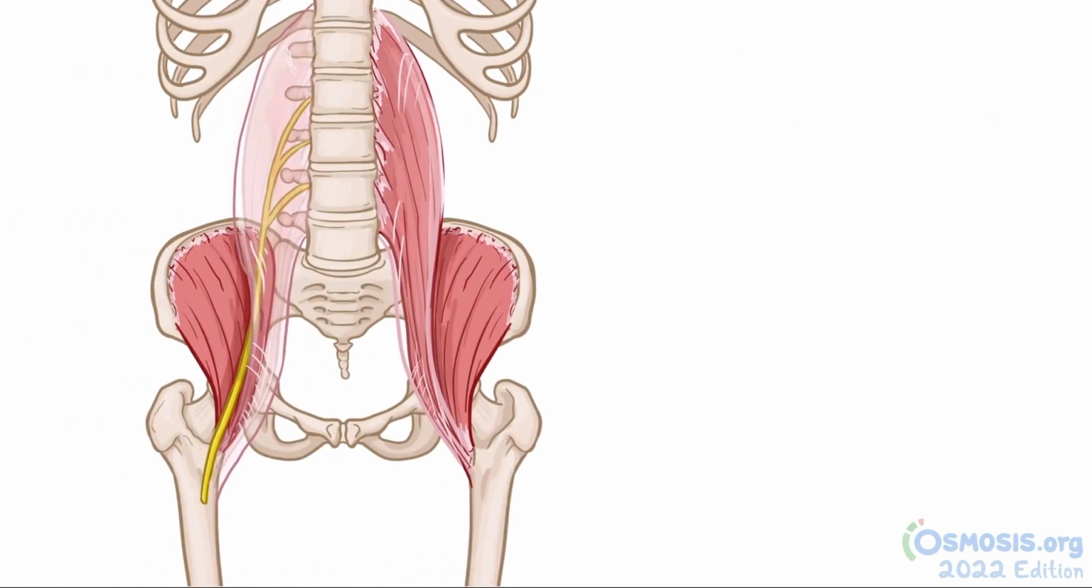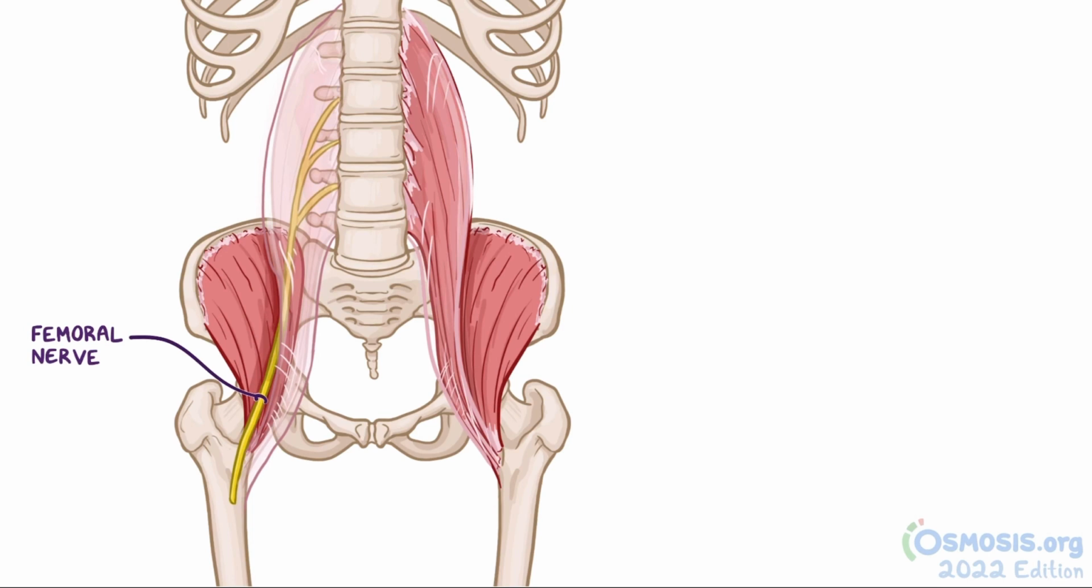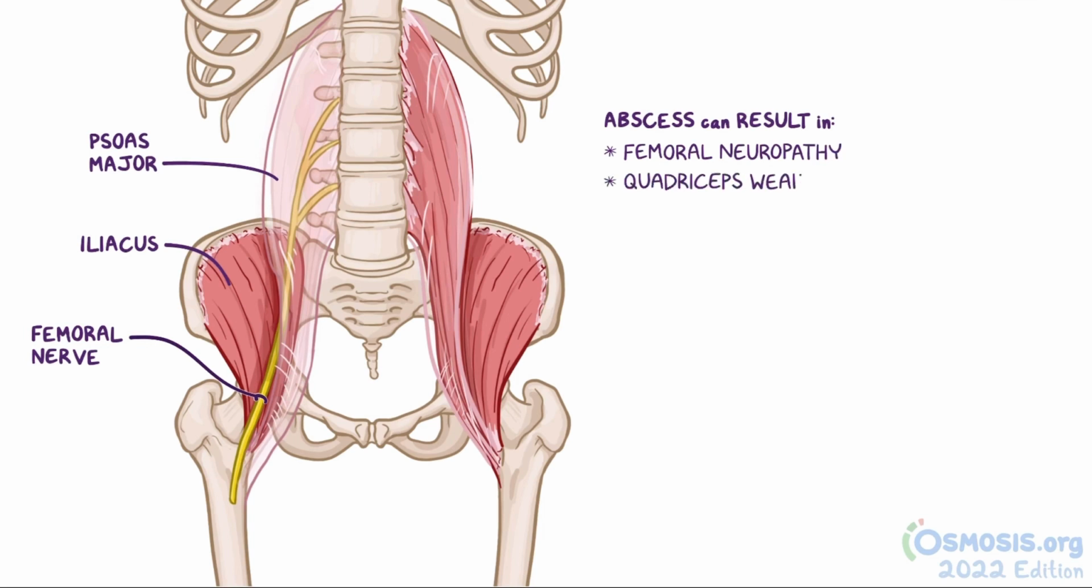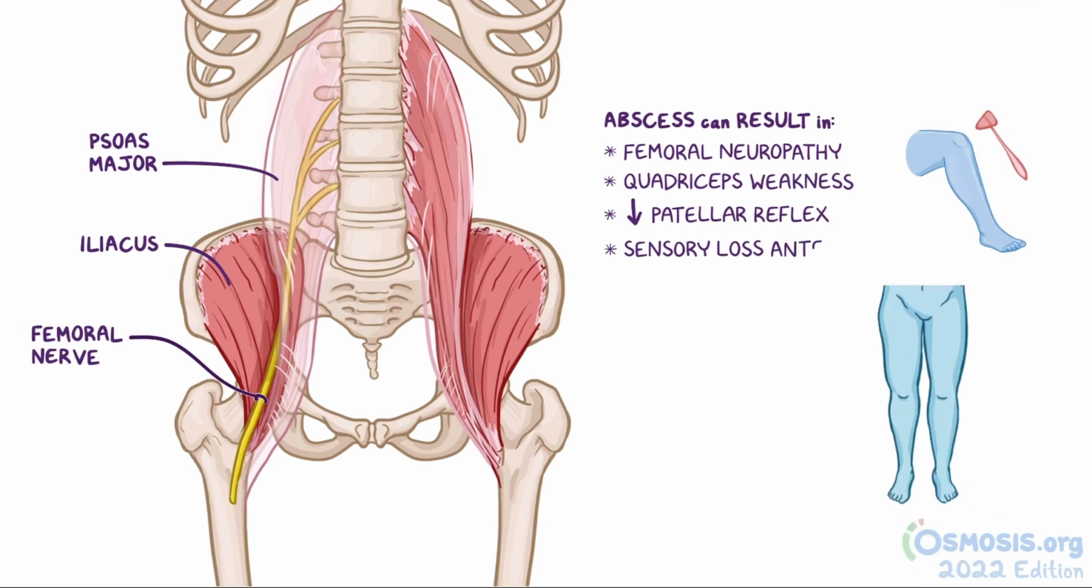Furthermore, it is important to note the femoral nerve emerges laterally between the psoas major muscle and iliacus muscle, so an abscess can result in femoral neuropathy and quadriceps weakness, decreased patellar reflex, as well as sensory loss over the anterior and medial thigh and leg.